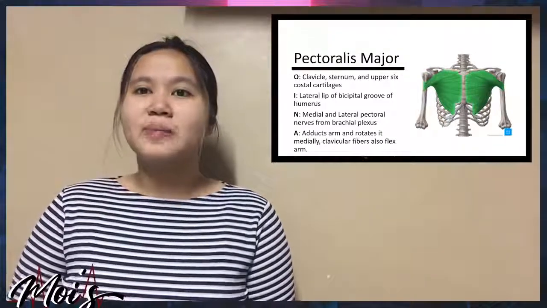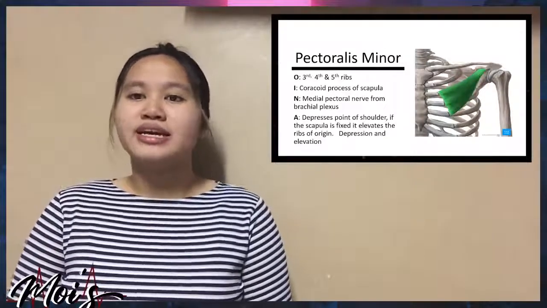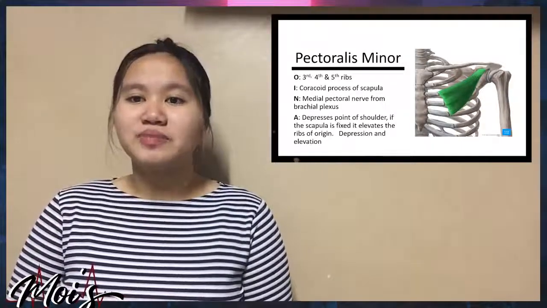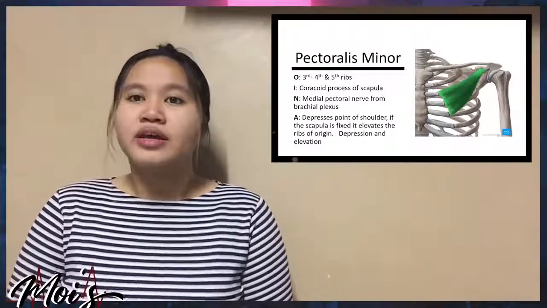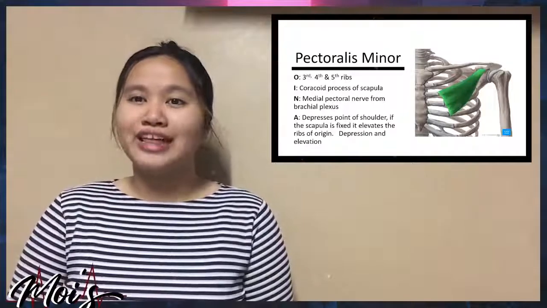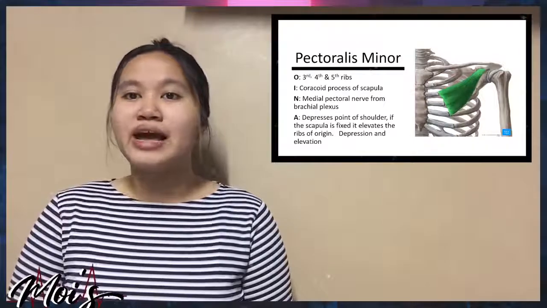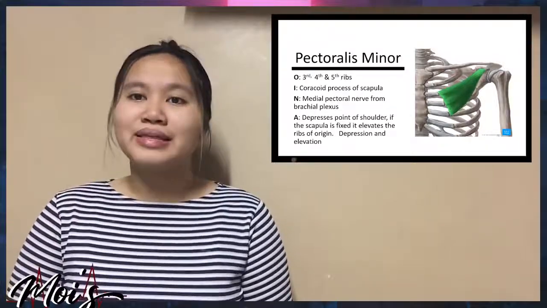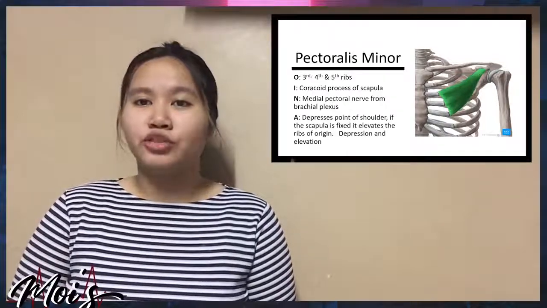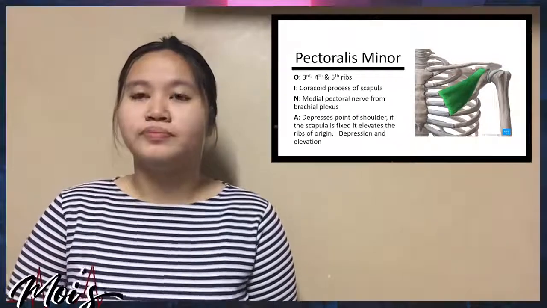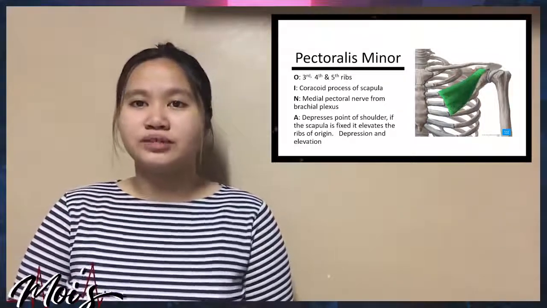The next one is the pectoralis minor. It's one of the anterior muscles of the thorax. It's a thin triangular muscle beneath the pectoralis major at the upper part of the thorax. It originates in the 3rd, 4th, and 5th ribs. It inserts in the coracoid process of the scapula, and the nerve supply is the medial pectoral nerve from the brachial plexus. Pectoralis minor depresses the point of the shoulder. So, if the scapula is fixed, it elevates the ribs of origin.